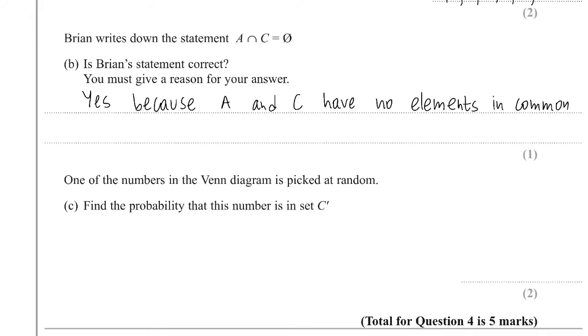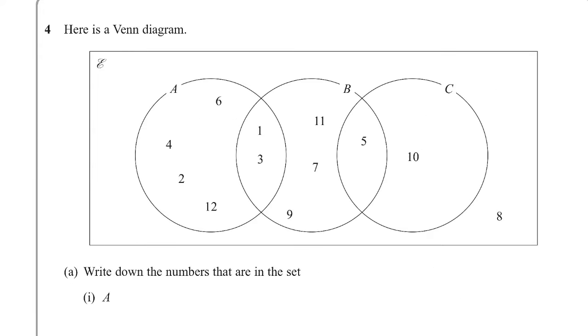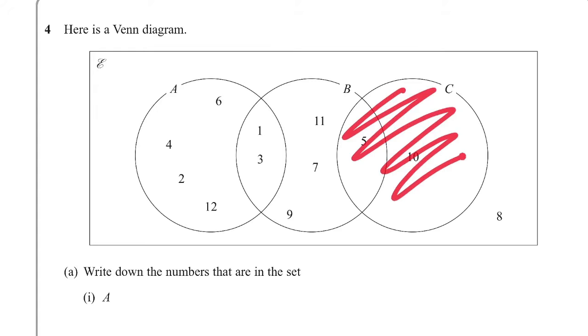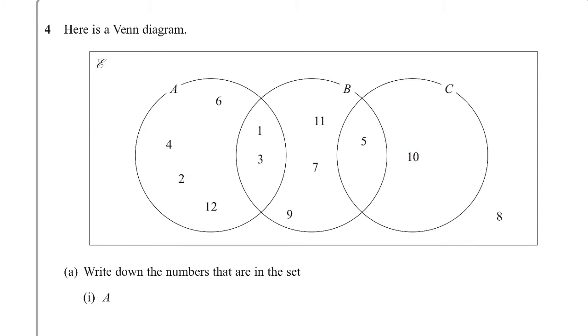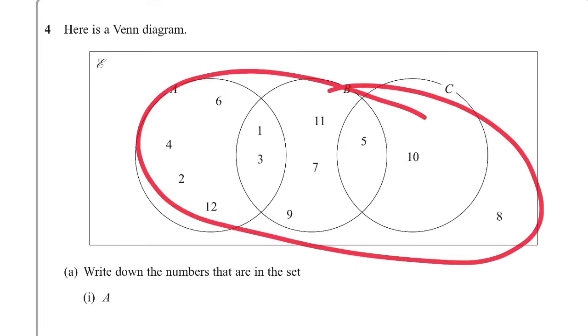Now, one of the numbers in the Venn diagram is picked at random. What's the probability that this number is in set C dash? Well, C dash is everything but C. So, first of all, we've got the numbers from 1 up to 12. So it's 12 numbers in total.